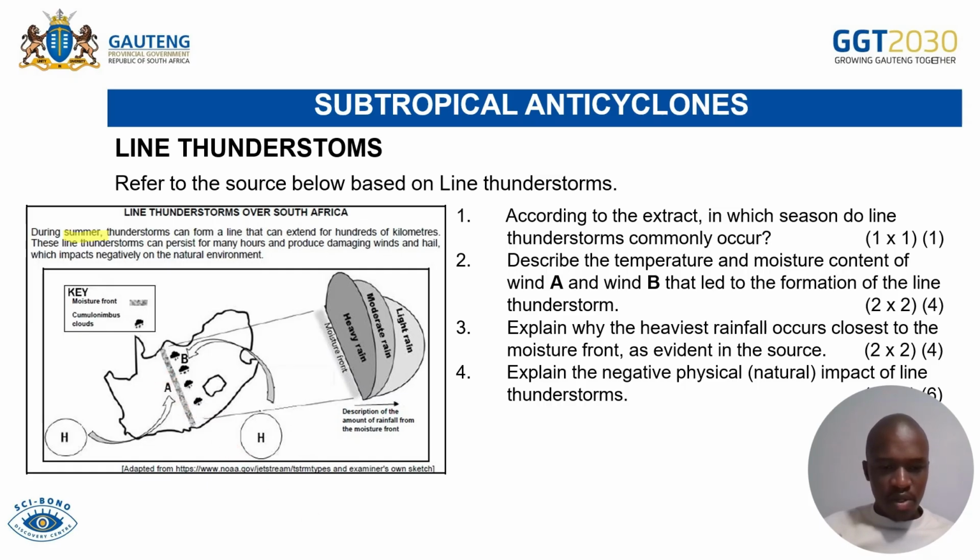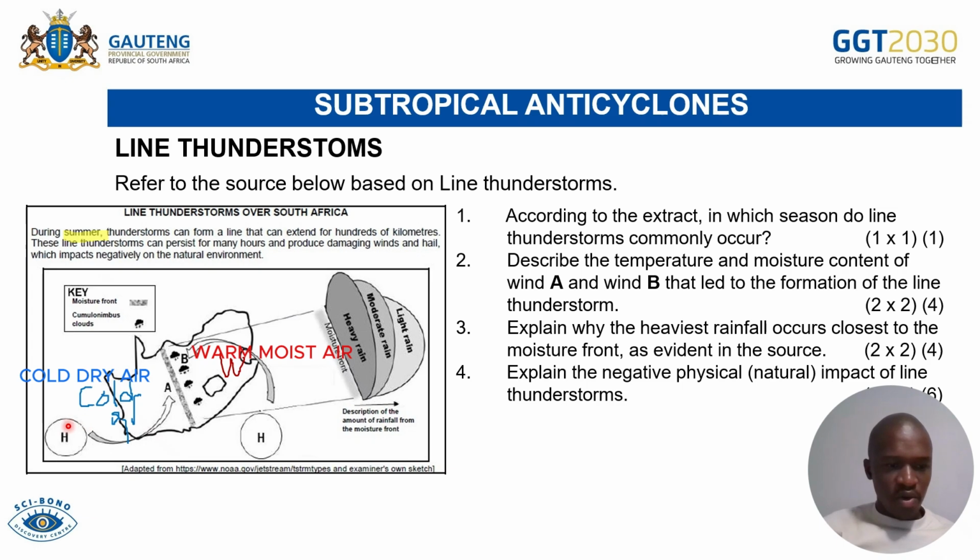Remember, on this side, I have my cold, dry air. Let me use the color blue to represent cold air, right? I have my cold, dry air, right? I have my cold air, and then on this side I have my warm air. Okay, W for warm air. On the other side I have my warm.